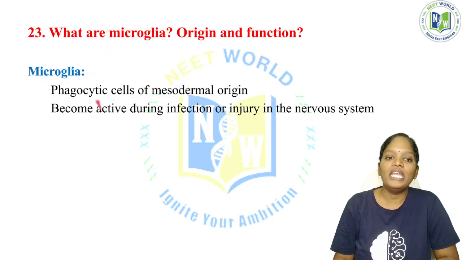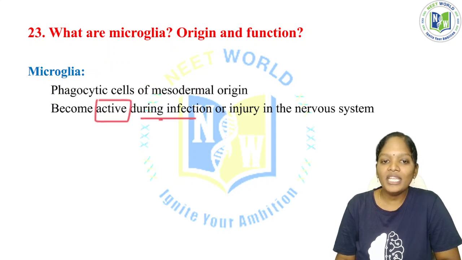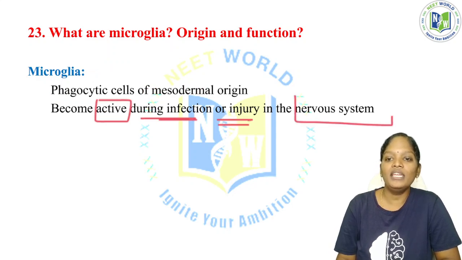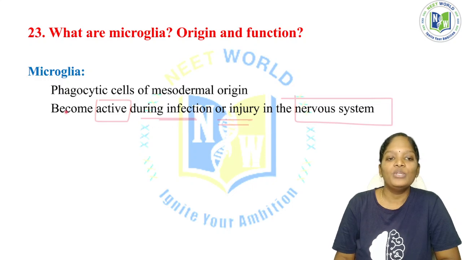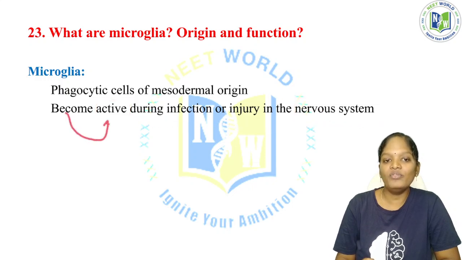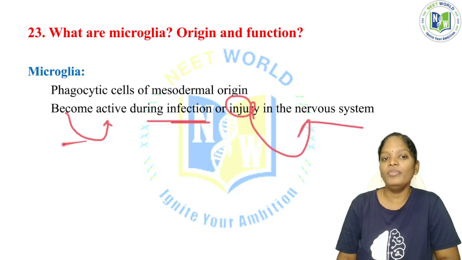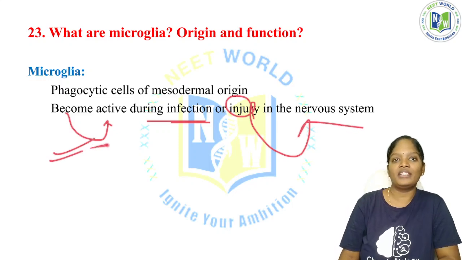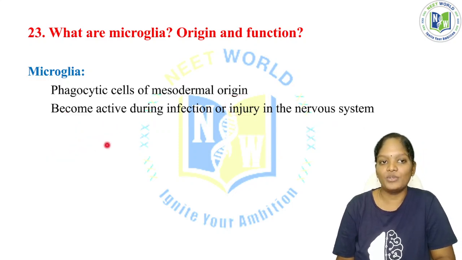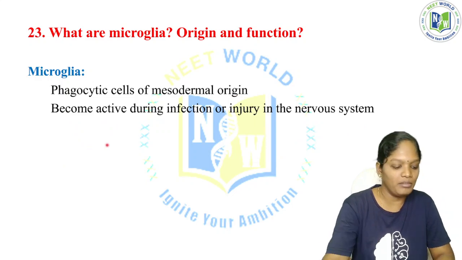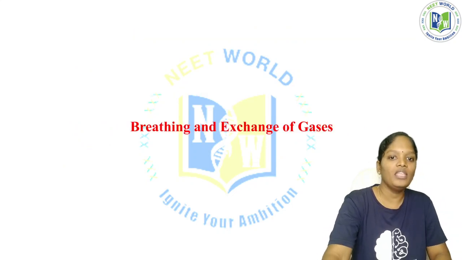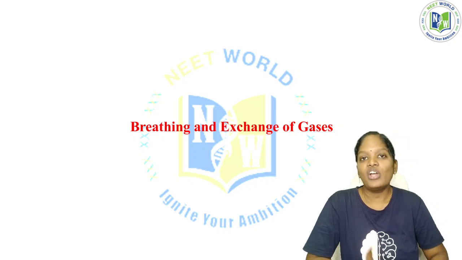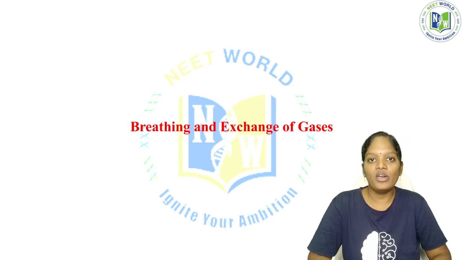Clear? Now, it becomes active during infection or injury in the nervous system. Whenever there is any infection or injury in the nervous system, this microglia will be active. Other than that, it will be inactive. This is an important thing, just keep in mind. Now, that's all about the very shorts in the structural organization in animals.